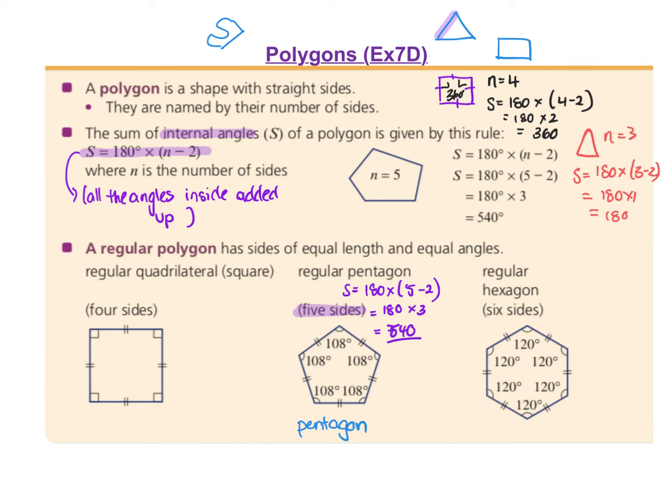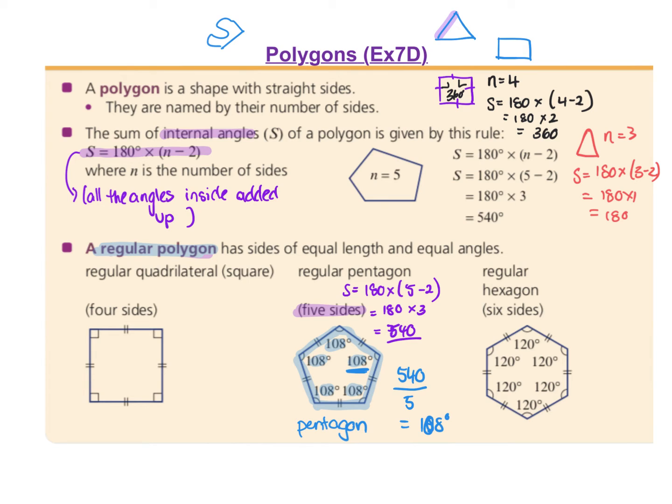Now, if they tell you that it's a regular polygon, regular means that all the sides are exactly the same length. So if the sides are all the same length, that means the angles are going to be all the same. So what they've done here is they've said, well, if all the inside angles add up to 540, if we divide that by 5, we find out that each individual angle is 108 degrees, and that's how they're finding that, okay?